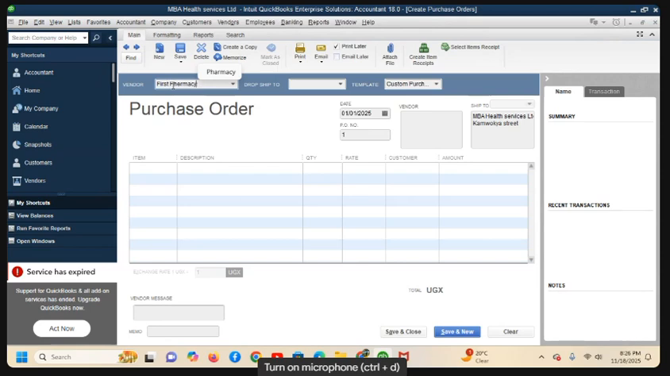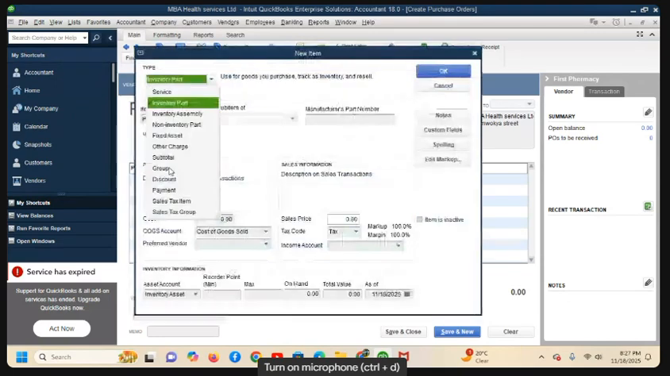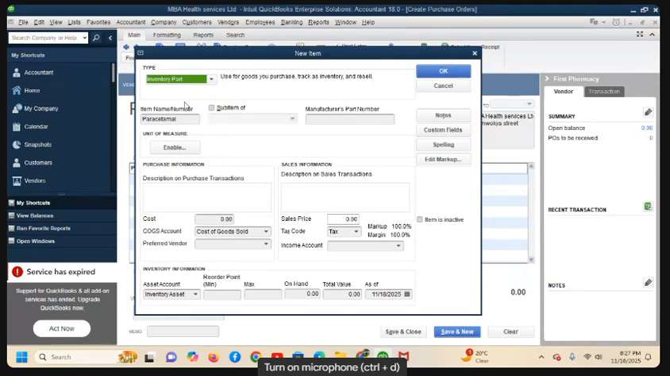it is First Pharmacy. I can enter to create the vendor, but I've already created it. Then I go on the items I want from First Pharmacy. For example, now I want to buy medicine, like Panadol, paracetamol. That is the item I'm buying. I can set it up. Paracetamol is an inventory part. Why do we select inventory part? Because remember, I'm buying this Panadol and I'm going to be selling it to a customer. So it will set it up in the item name.